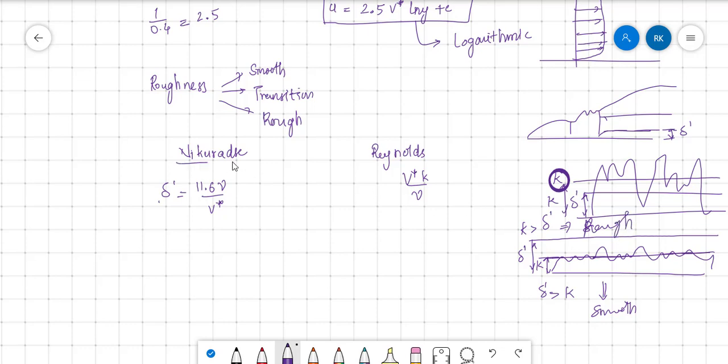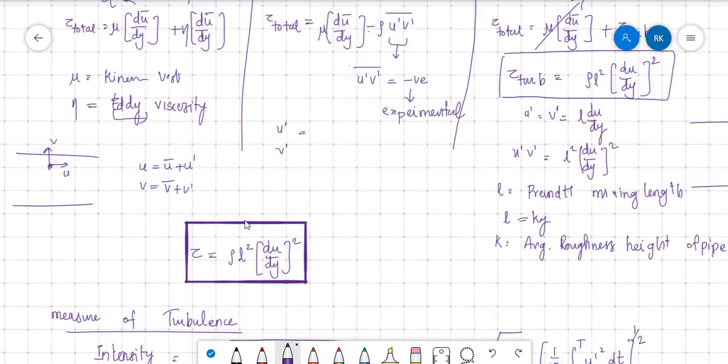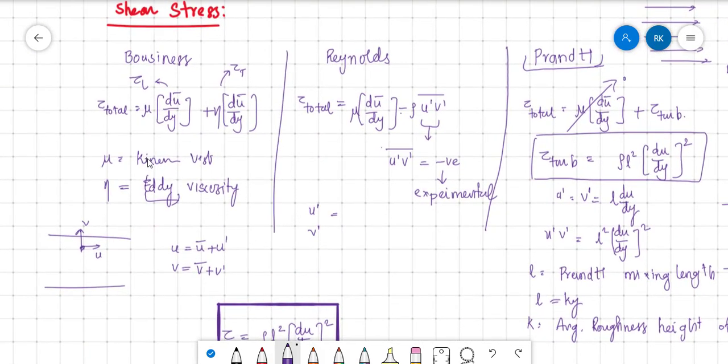In precise, Nikuradse gave delta dash is equal to 11.6 nu by V star. Here I mistakenly said nu is kinematic viscosity. That is not kinematic, that is called dynamic viscosity.